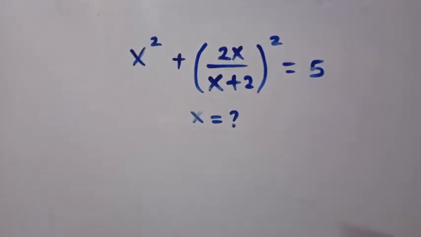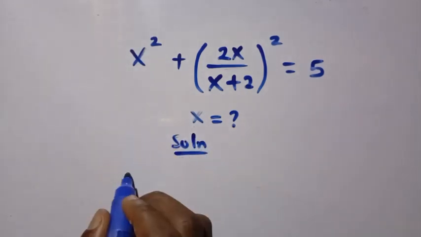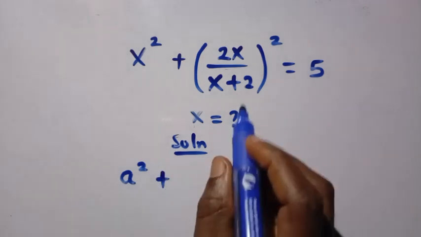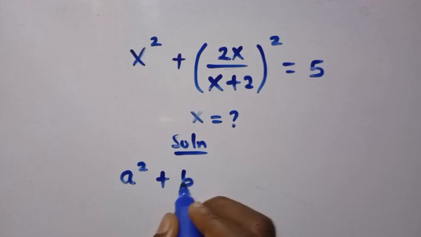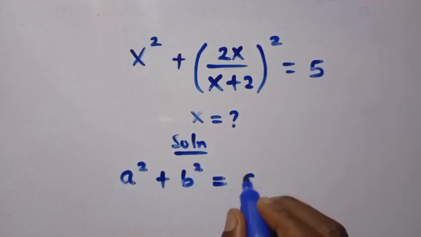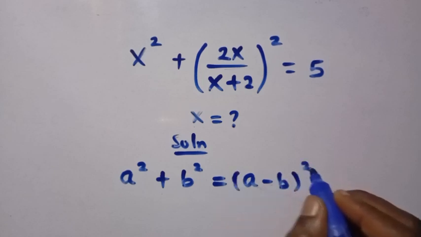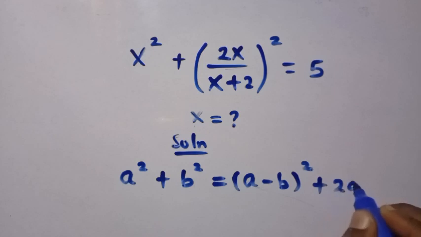from this equation we have x squared. Let's consider it as a squared, plus the whole of 2x over x plus 2, let's have it as b squared. This identity gives us (a minus b) squared plus 2ab.